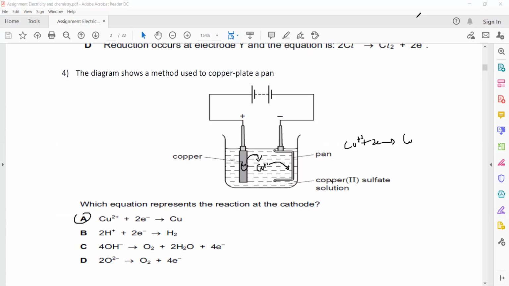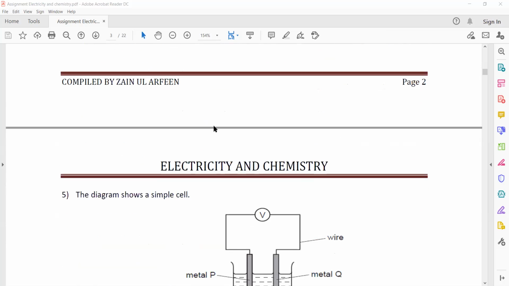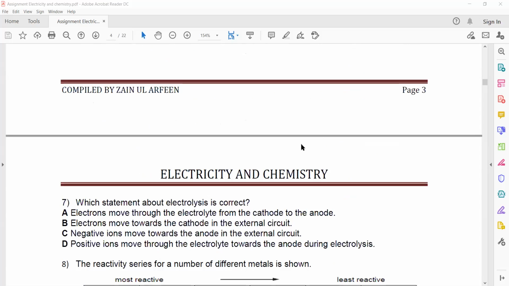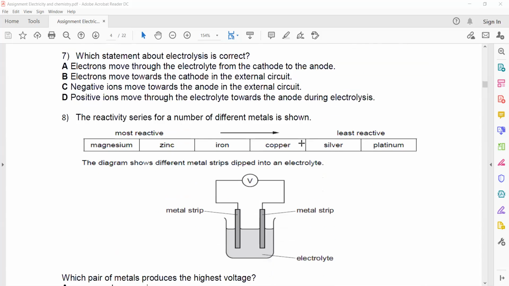Everyone should participate in this. It's for your understanding. Even if your answer is wrong, that's not an issue. The main thing is you should try to attempt or answer the question.